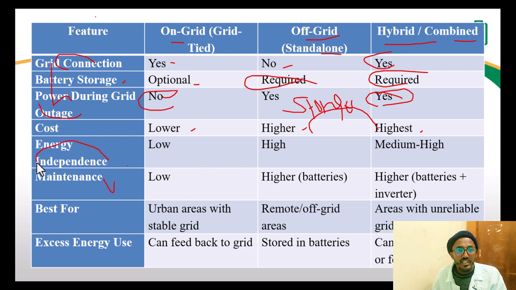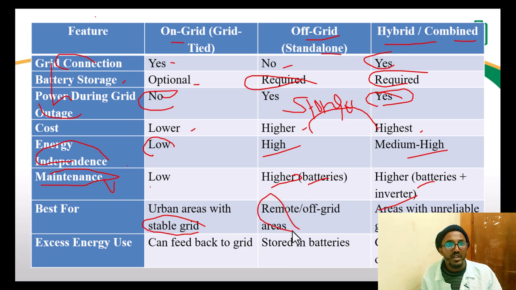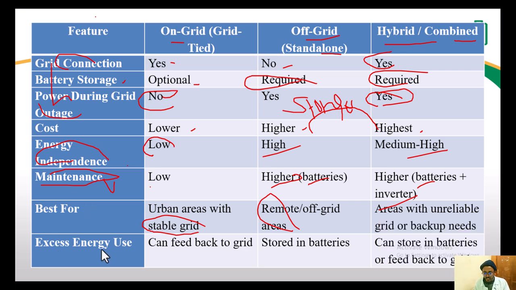And the other thing is energy independence. Low, high, and medium high. Energy dependence. If it's maintenance cost, this one is low, higher cost. As I said before, batteries here are also higher. Batteries and inverters. On grid is best for urban areas with stable grid. If there is stable grid, they are best for this on grid. And remote or off grid areas like the village or rural areas, and areas with unreliable grid or backup needs. Excessive energy can be stored in batteries or fed back to grid if there is excess energy. So this is all about these solar power systems: on grid, off grid, and hybrid or combined.